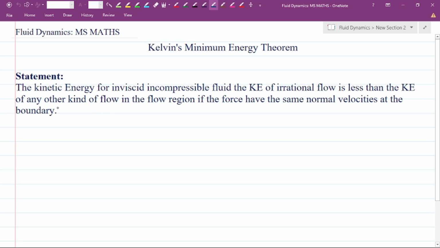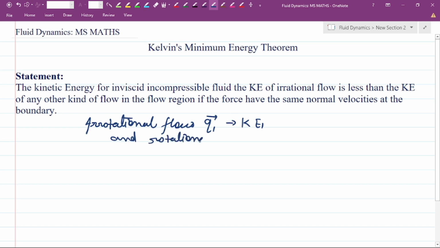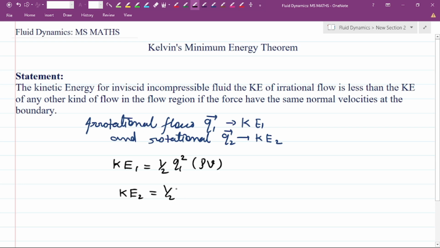So if the fluid flow is irrotational, the velocity is q1 vector and the respective kinetic energy is KE1. And for the rotational flow, the velocity is q2 and the respective kinetic energy is KE2. We can define the kinetic energy in such a way that KE1 is nothing but 1 by 2 mv square, where m can be written as rho into volume. So it will be 1 by 2 q1 square into rho into volume. And KE2 is 1 by 2 q2 vector square into rho into v, because mass can be written as density into volume.